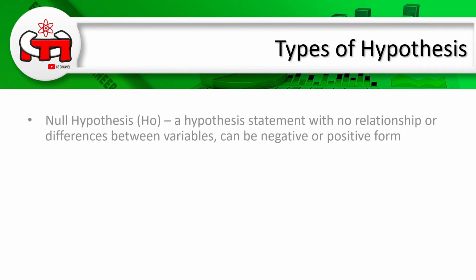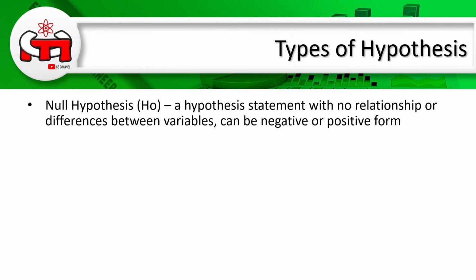Firstly, there is the null hypothesis, which is denoted H sub O. Let us define it as a hypothesis statement with no relationship or differences between variables. It can be in negative or positive form. When a null hypothesis is stated in negative form, it contains negative words like no, not, none, while positive form contains positive words like same, similar.